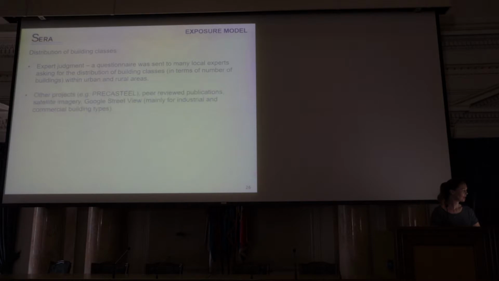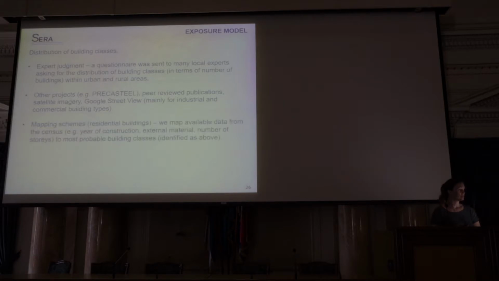We have other projects, as I mentioned, in particular for industrial buildings, that have looked at the distribution of industrial buildings across Europe. Peer-reviewed publications: a number of publications have produced risk models for countries across Europe and have described the building types within those countries. We can look at satellite imagery, we can use Google Street View, especially for commercial buildings. We can go into some cities and try to get a feel for what the main key building types are.